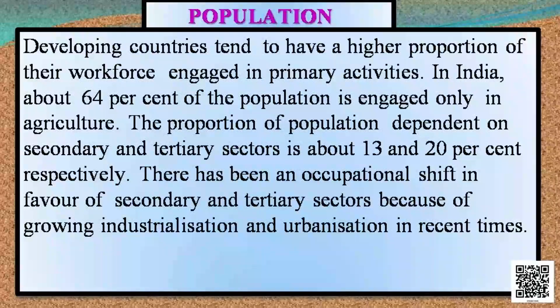The proportion of the population dependent on secondary or tertiary sectors is about 13% and 20% respectively. There has been an occupational shift in favor of secondary and tertiary sectors in India due to the growth of industrialization and urbanization in recent years. So students, we have completed a part of this population. Let's discuss some questions along with their answers.